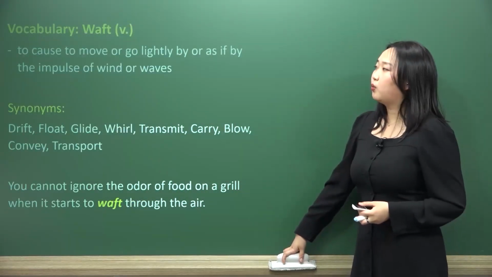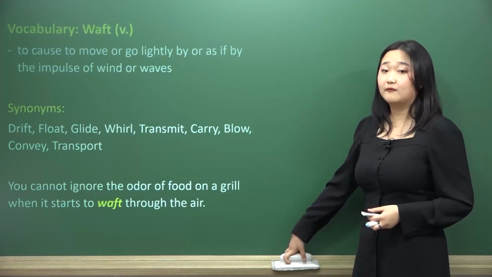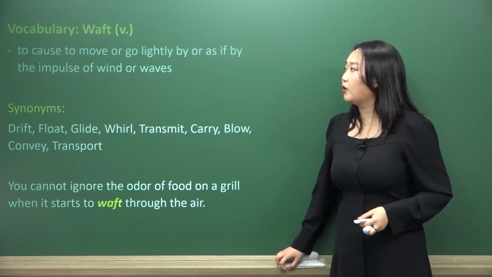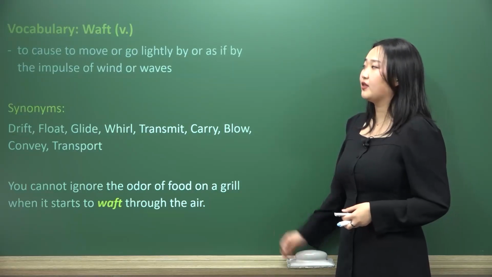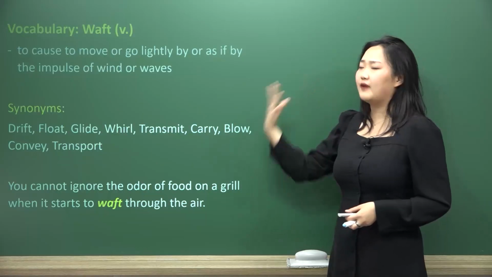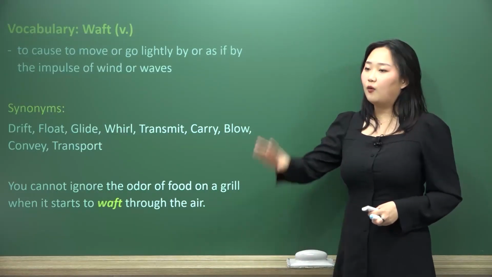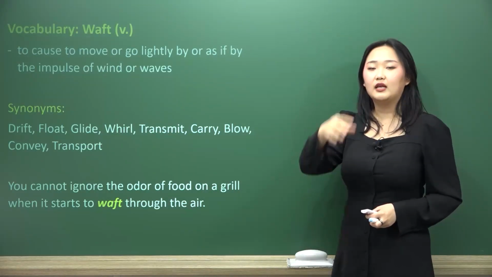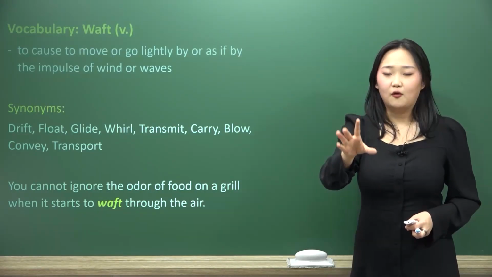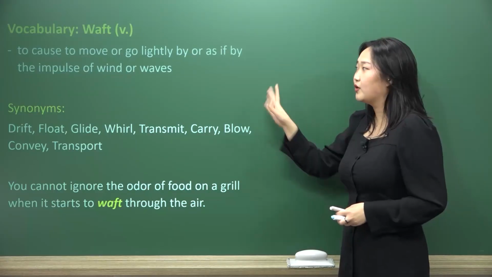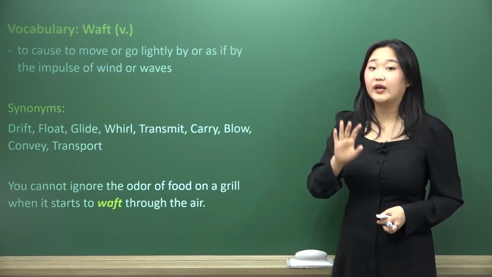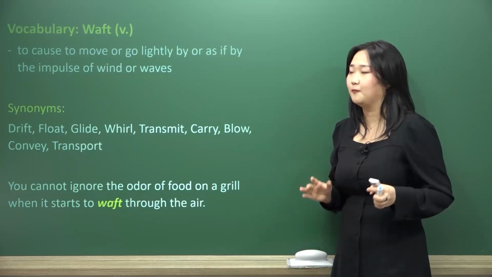Then we go on to the word waft. We're going to be talking about the verb form, not the noun form: to cause to move or go lightly by or as if by the impulse of wind or waves. Now, a waft is very specific in this manner. A waft is not just going. It is lightly, gently floating, going, but it only works with air, specifically winds, or waves. And the waves have to be very gentle as well.